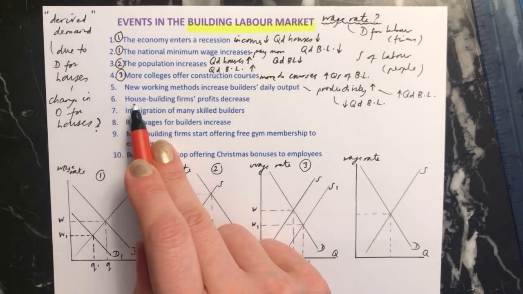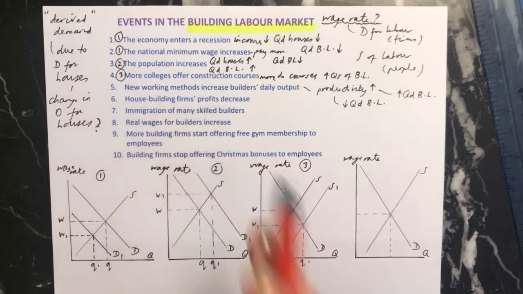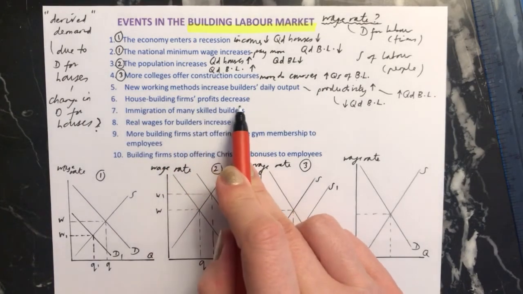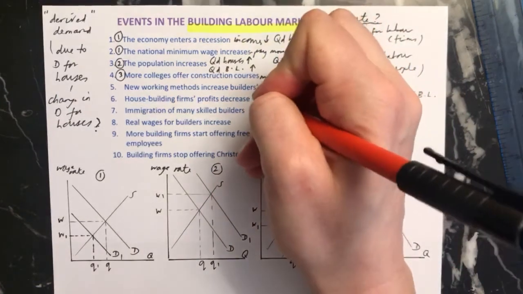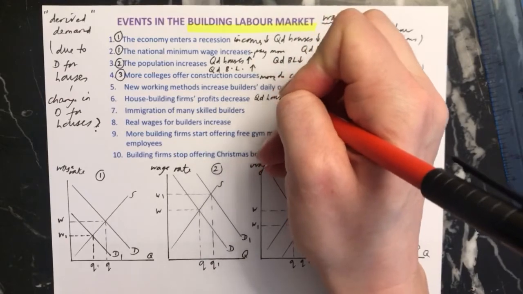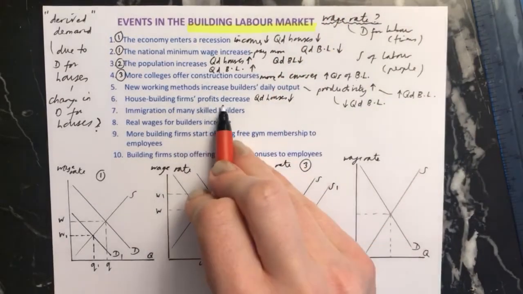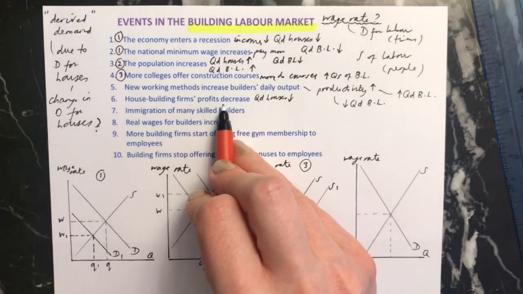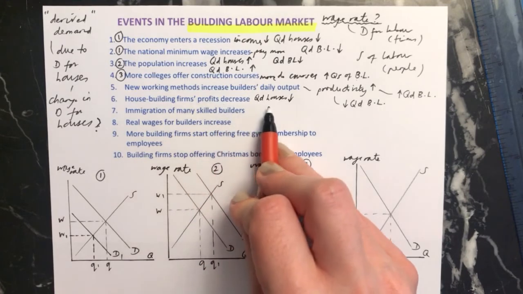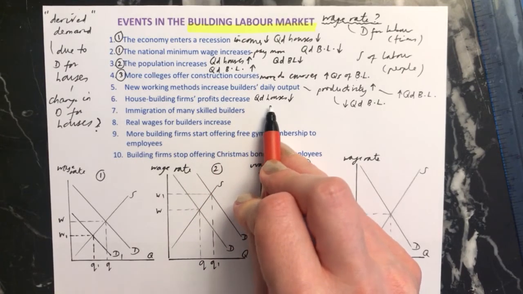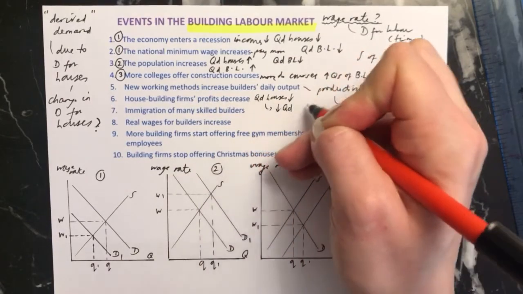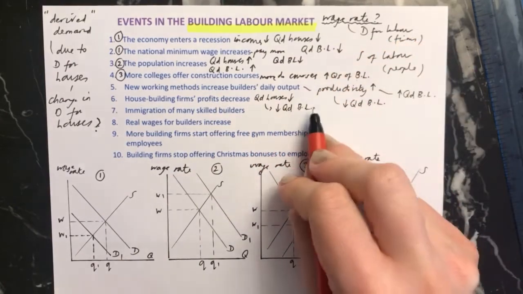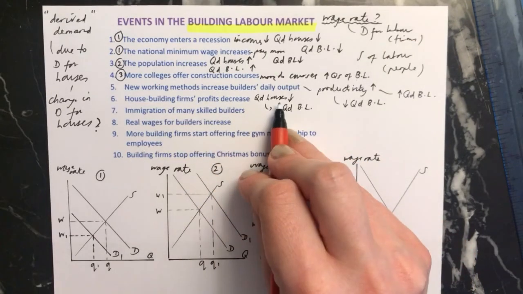So we'll go on to number 6. House building firms' profits decrease. This means, what they want you for this exam board to realise, in this case, it must mean that the quantity demanded of houses is going down. If firms which are building houses are seeing their profits going down, it means that less houses are being demanded. If less houses are being demanded, there will be a decrease in the quantity demanded of building labour. So that's what they're looking at here.